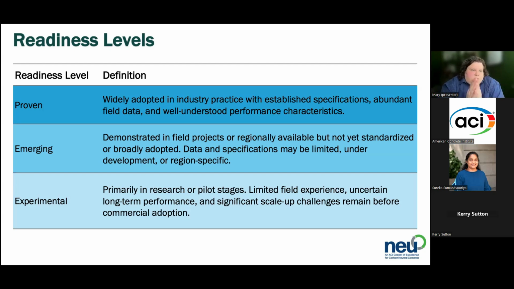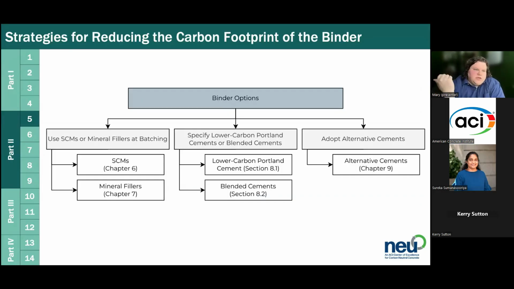And so we gave most of the materials a designation of proven, emerging, or experimental, and you could probably survey 100 different concrete people and they would put materials in different categories. We did our best, and we will definitely keep updating that as things change, with the hope that lots of things can come up into the proven level. Okay, so part 2, like I said, is about strategies for reducing the carbon footprint of the binder. So we broke this down into 3 general thrusts, I guess you could say.